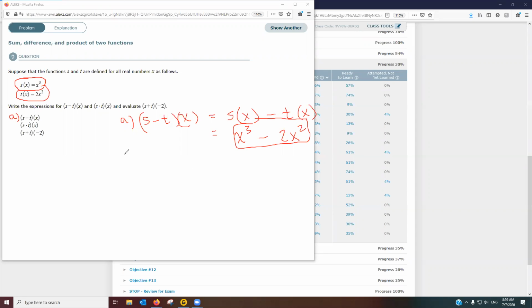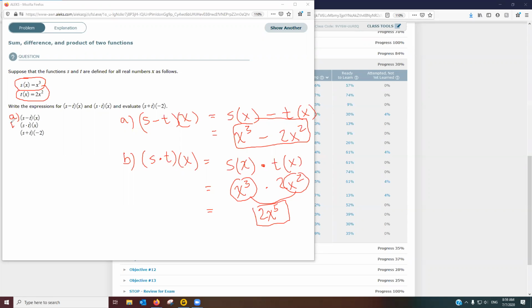Let me go to part B. Part B is asking me to multiply. So they're saying s times t of x. Well, that's shorthand notation to really take s of x and multiply it times t of x. So again, I'm going to drop in x to the third for s and 2x squared for t. And I could just clean this up a little bit because x to the third times x squared, that's the rule where you add the exponents together. So this is going to be 2x to the 5. That's the answer for this part.